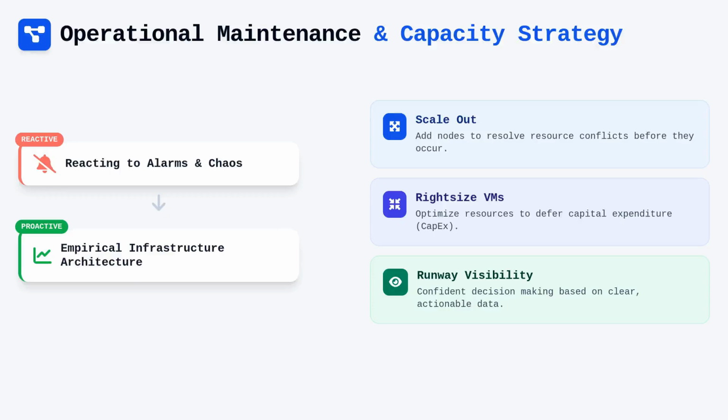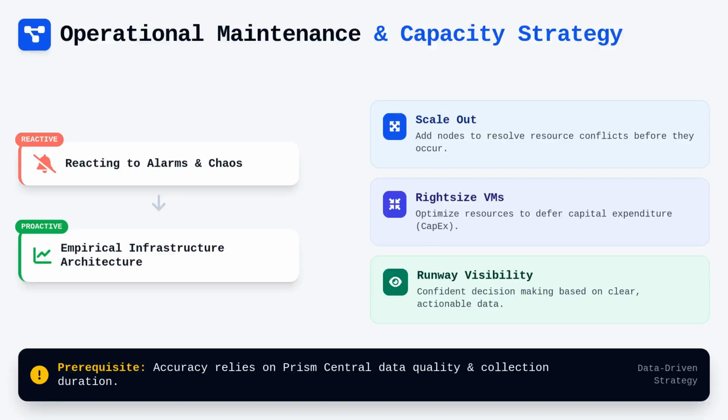As we progress, keep in mind that the accuracy of these predictive models relies heavily on the quality and duration of the data collected by Prism Central. Ensuring the health of this collection process is a prerequisite for any meaningful capacity management strategy.